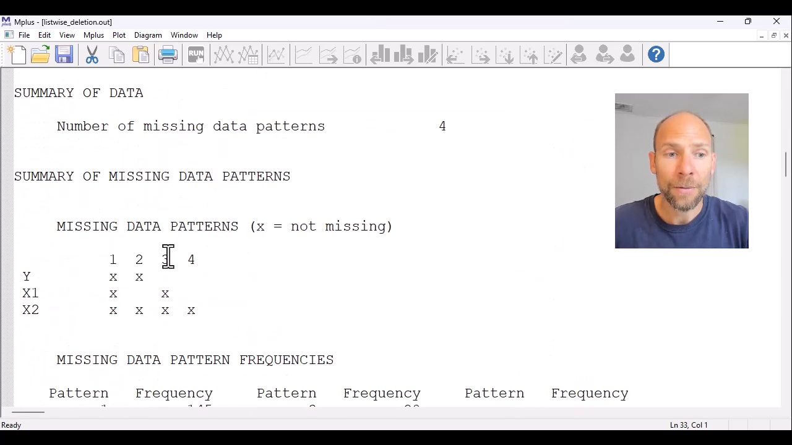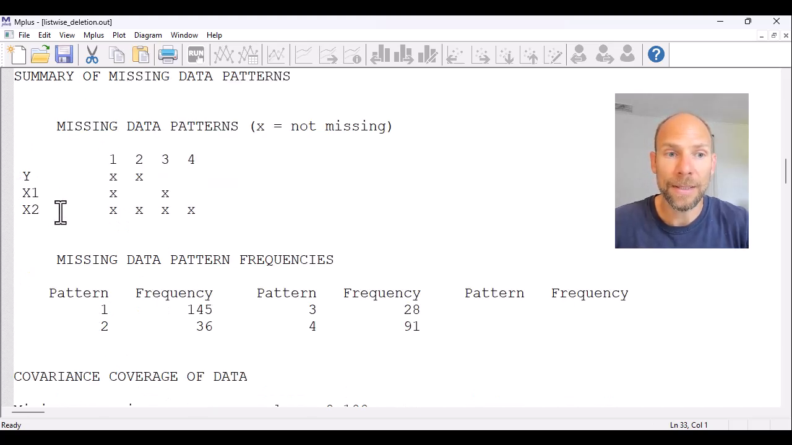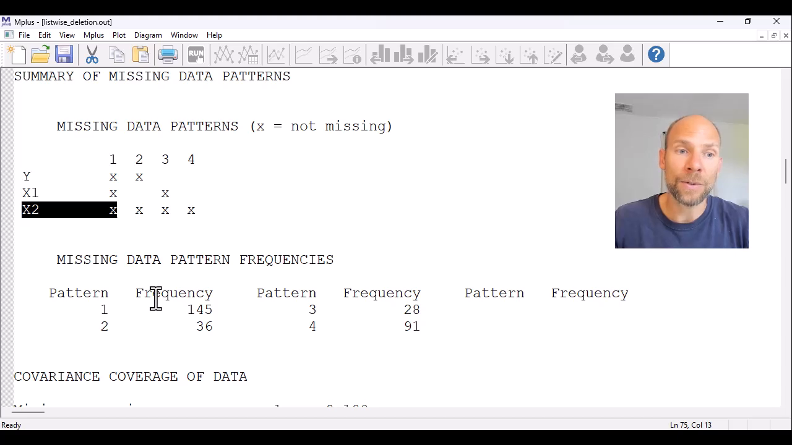When we scroll down, we can see under summary of data information about the missing data patterns. The first thing that Mplus prints is a table that shows us the different missing data patterns, where X means data is present or not missing. So the first column indicates a complete data pattern where you have an X for Y, an X for X1, and an X for X2, indicating that those are complete. This is a complete data pattern.